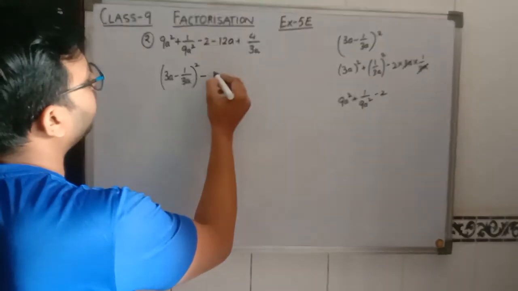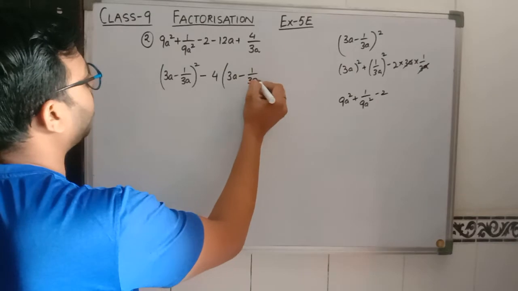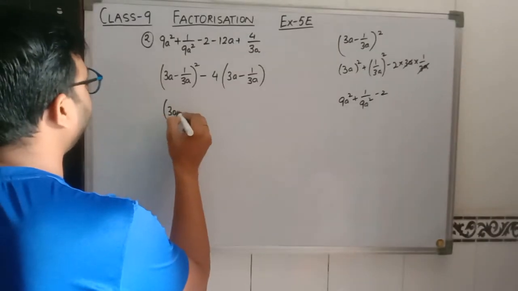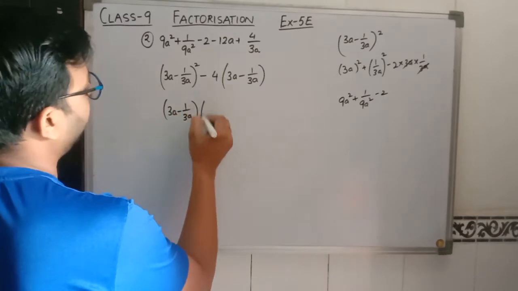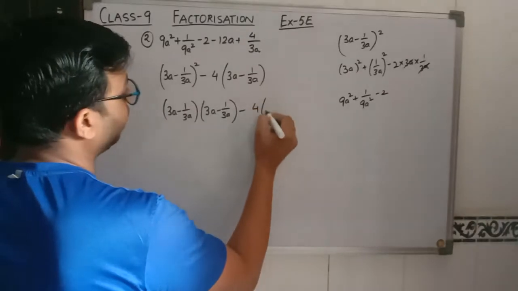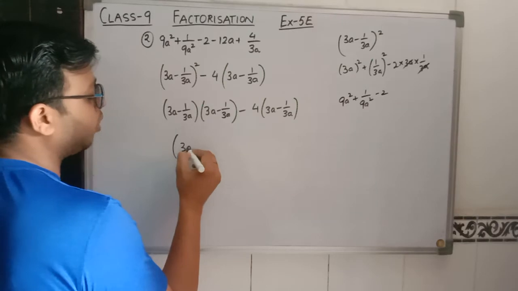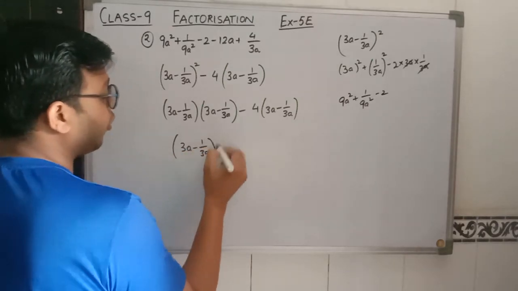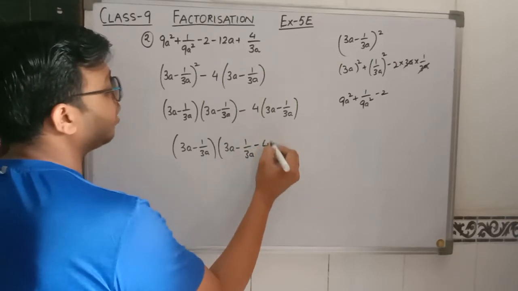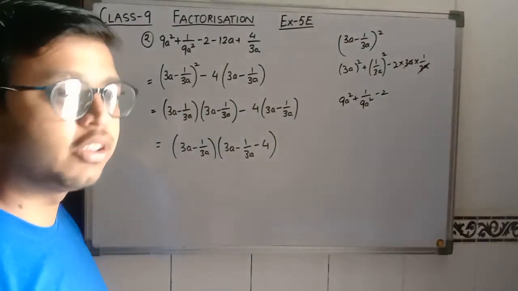In the next two terms, we can take 4 as common. So again, 3a minus 1 upon 3a can be written in another bracket. So it can be written as 3a minus 1 upon 3a into 3a minus 1 upon 3a, twice because whole square is there, minus 4 into 3a minus 1 upon 3a. Now we can take 3a minus 1 upon 3a as common. From the first term the remaining will be 3a minus 1 upon 3a and from the second term the remaining will be 4. So these are the three steps of this question also.